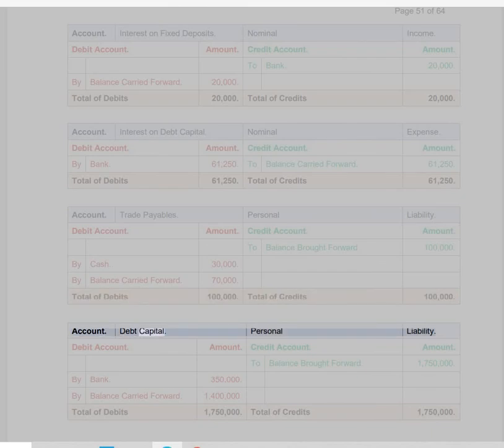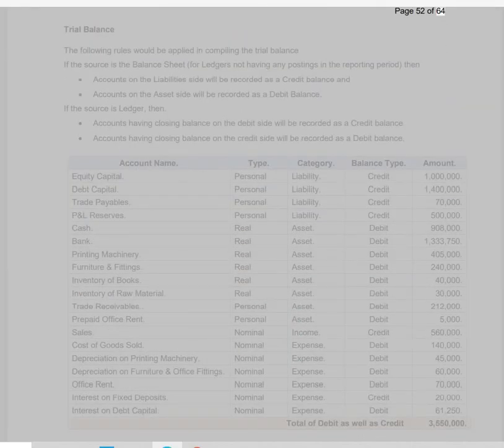Account: debt capital. Personal liability. Debit account, amount. Credit account, amount. To balance brought forward, 1,750,000 by bank. 350,000 by balance carried forward. 1,400,000. Total of debits 1,750,000. Total of credits 1,750,000. Page 52 of 64.